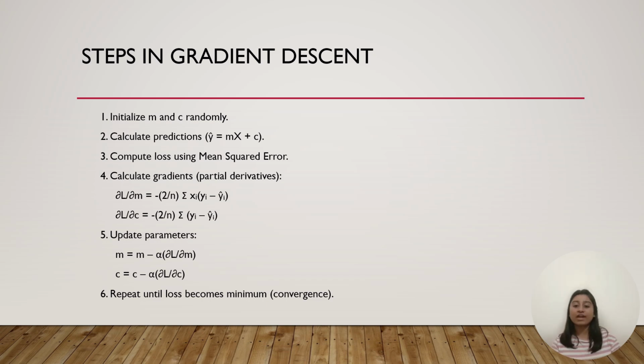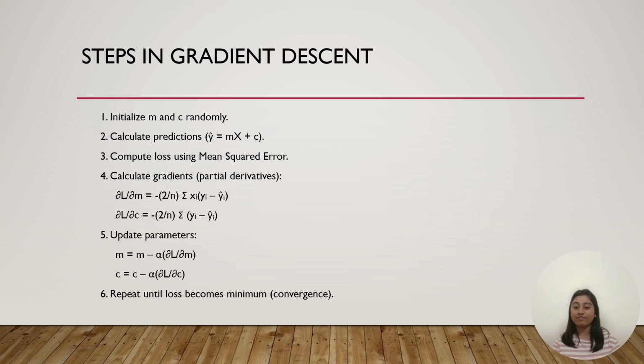Step 4, we find the gradients by partial derivatives. Like the formula here: the partial derivative of L with respect to m is equal to minus 2 by N, summation of x_i times (y_i minus y hat_i).